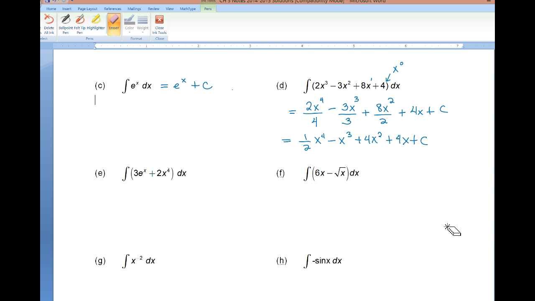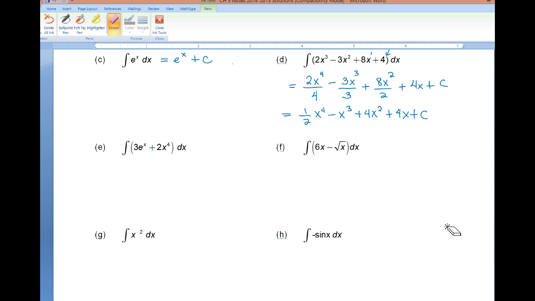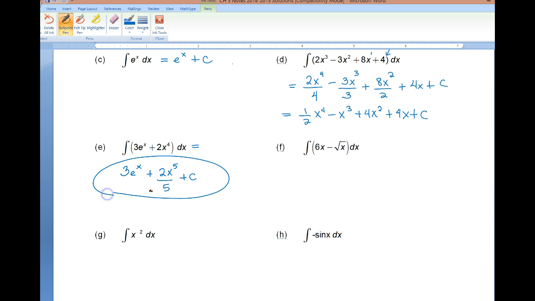Okay, what's the next one? See, these aren't too bad. 3b. Would it be 3e to the x plus 2x to the 5th over 5 plus c? And 2x to the 5th power over 5. I honestly would just leave it like that.